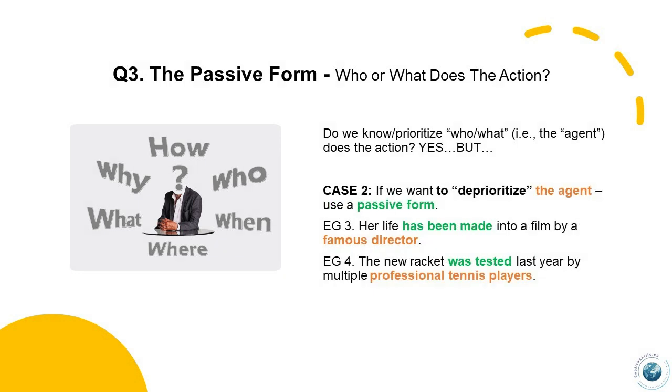How about if we know who or what does the action? That's case 2. If we want to deprioritize the agent, we use a passive form. Example 3. Her life has been made into a film by a famous director. Example 4. The new racket was tested last year by multiple professional tennis players.